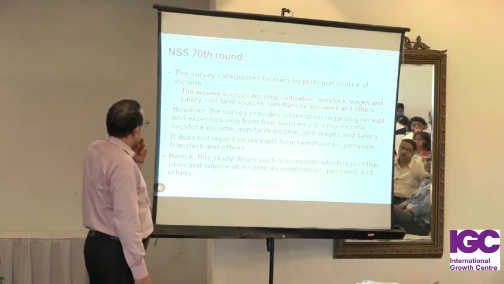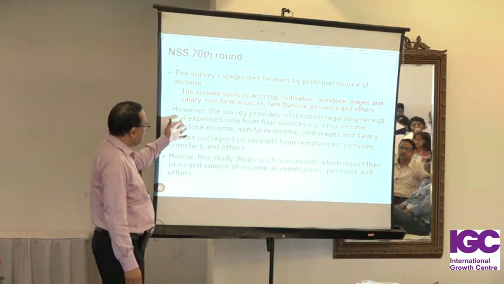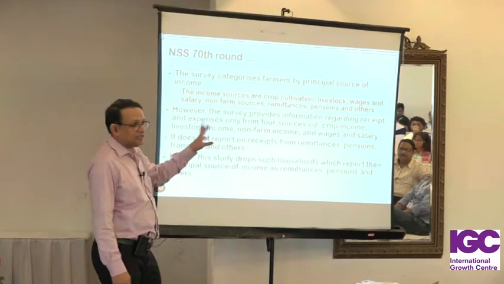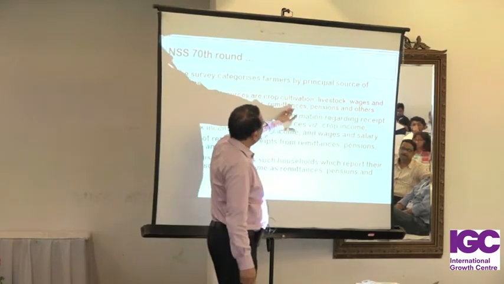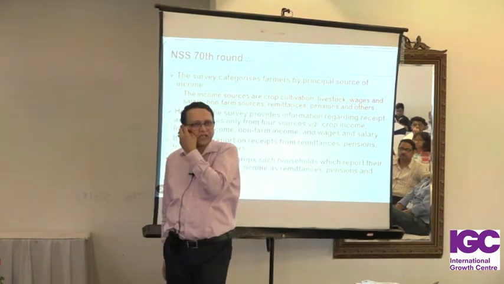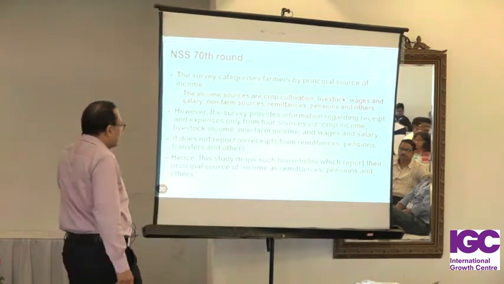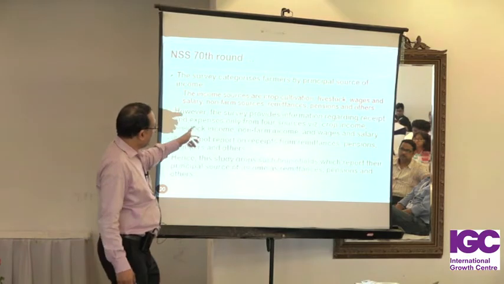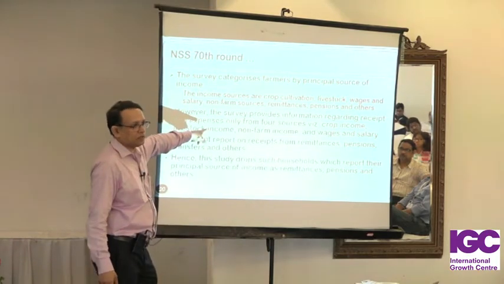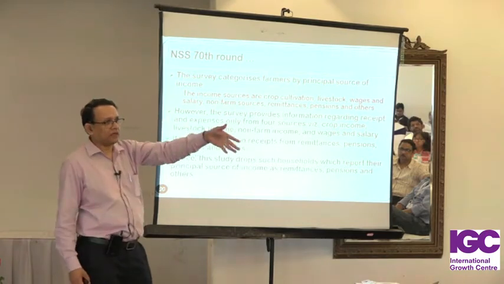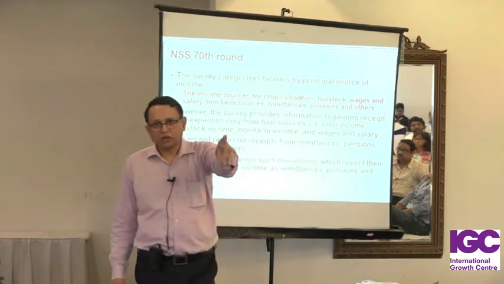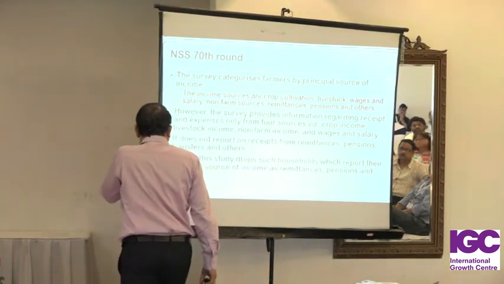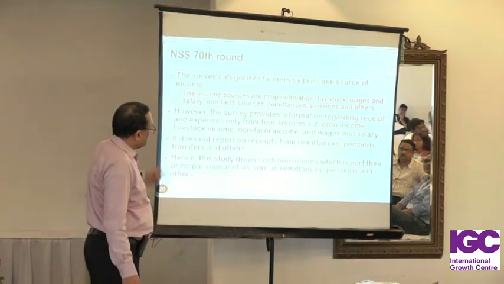It provides information regarding the receipts and expenditure only from 4 sources, which is crop, livestock, non-farm, and wages and salary. Meaning that you don't get any information on remittance, pensions, etc. So the transfer part we don't know, but essentially the returns to economic activity, you can work out because you get the receipts as well as the business expenses. So farm level expense, or if it is a non-farm activity, whatever enterprise expenditure you have incurred, you will get that information. So one can work out the returns to the economic activity.